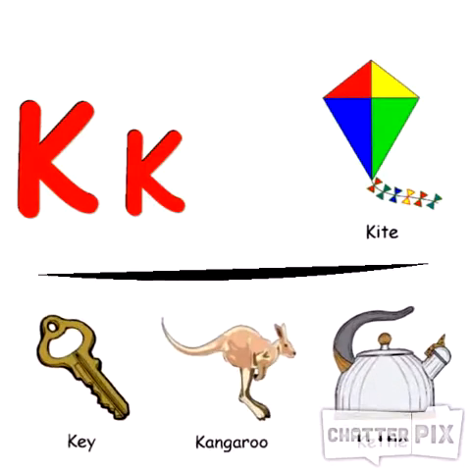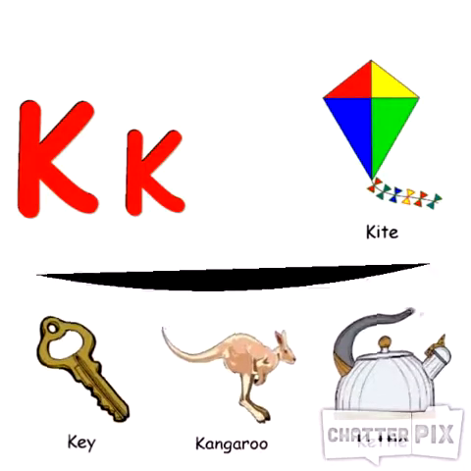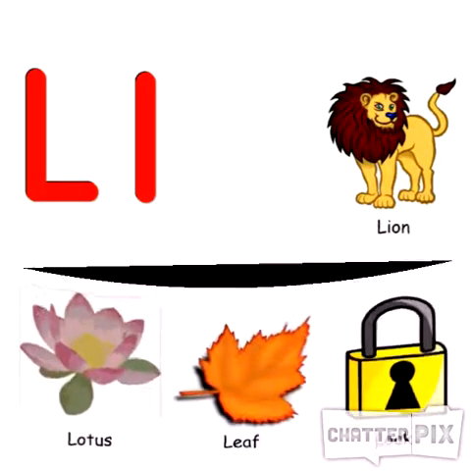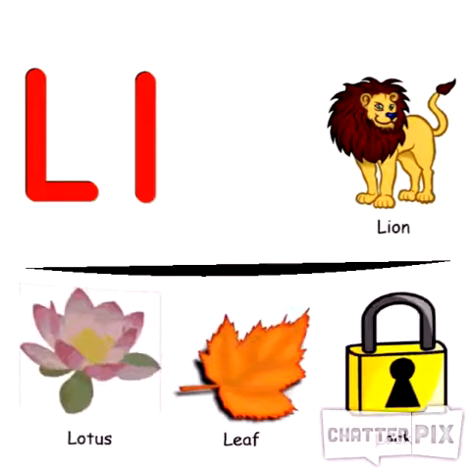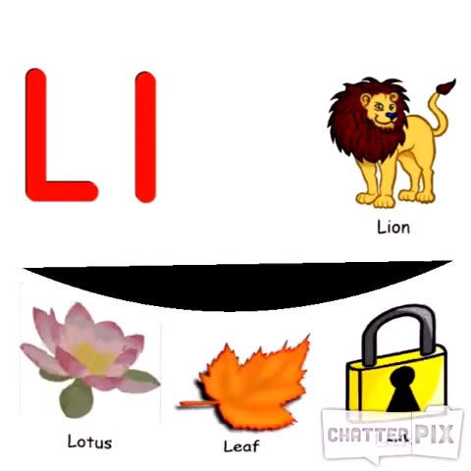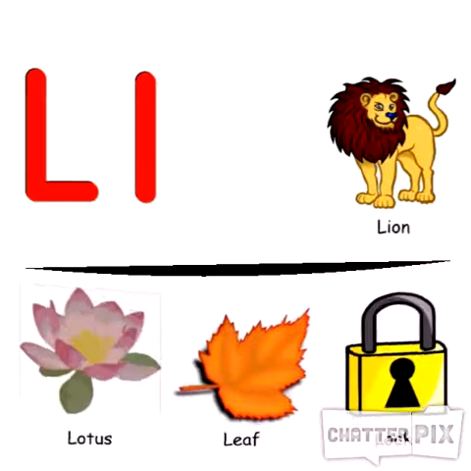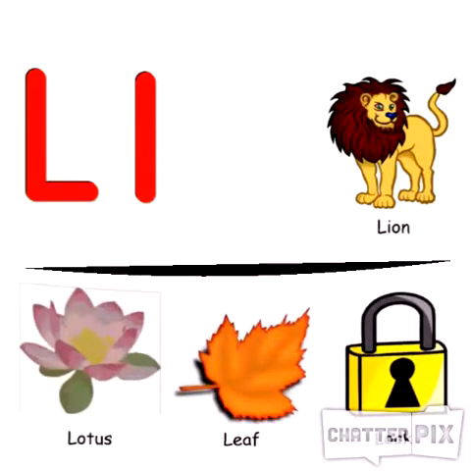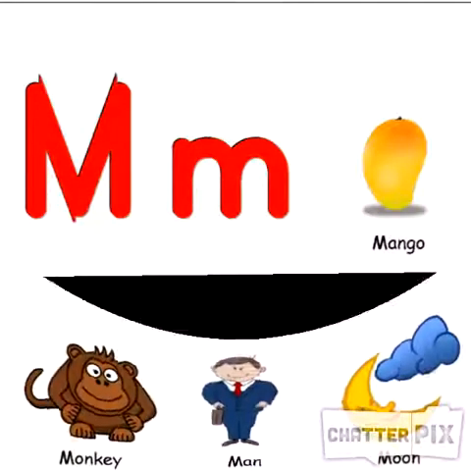Kangaroo K. Kettle K. Now children, after K which letter comes? Yes, it's letter L and sound of letter L is L. L. Lion L. Lotus L. Leaf L. Lock L. Do you know which letter comes after letter L?